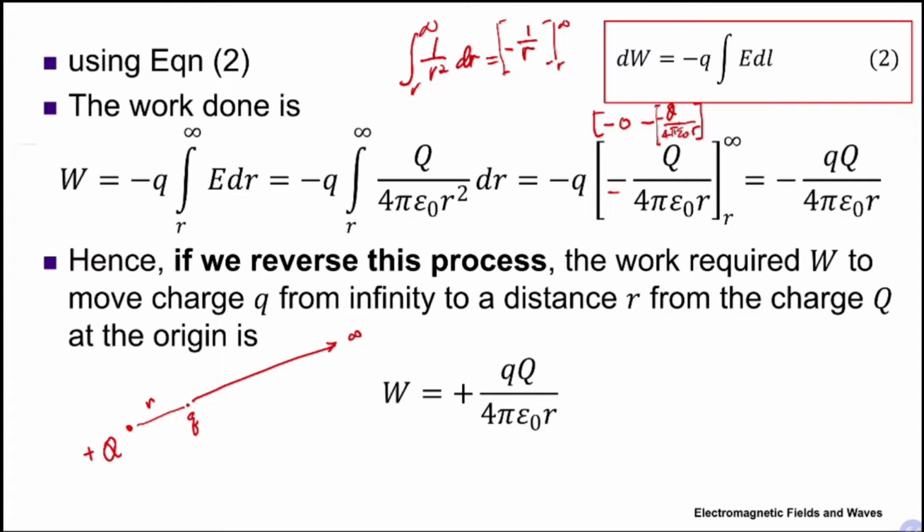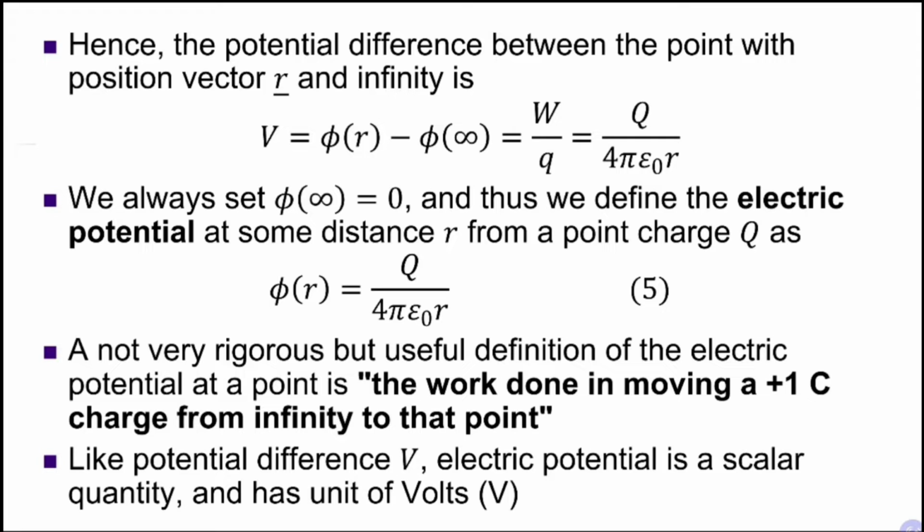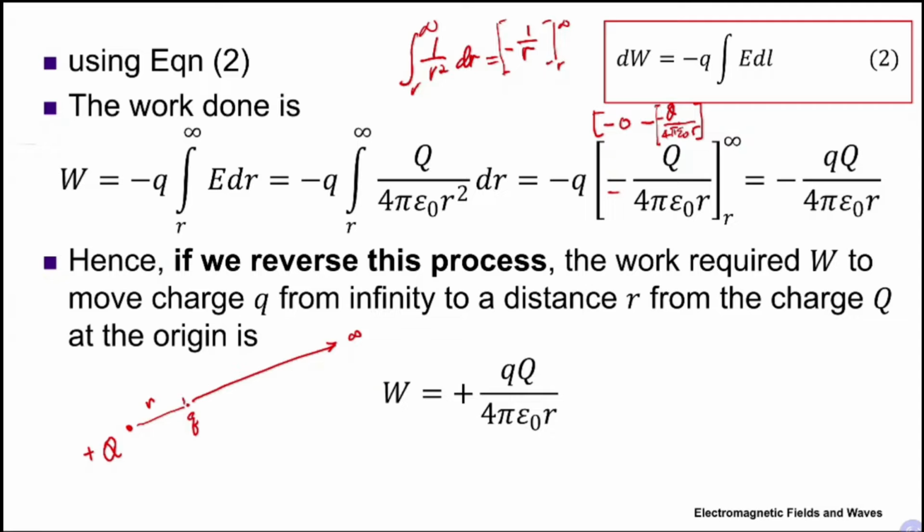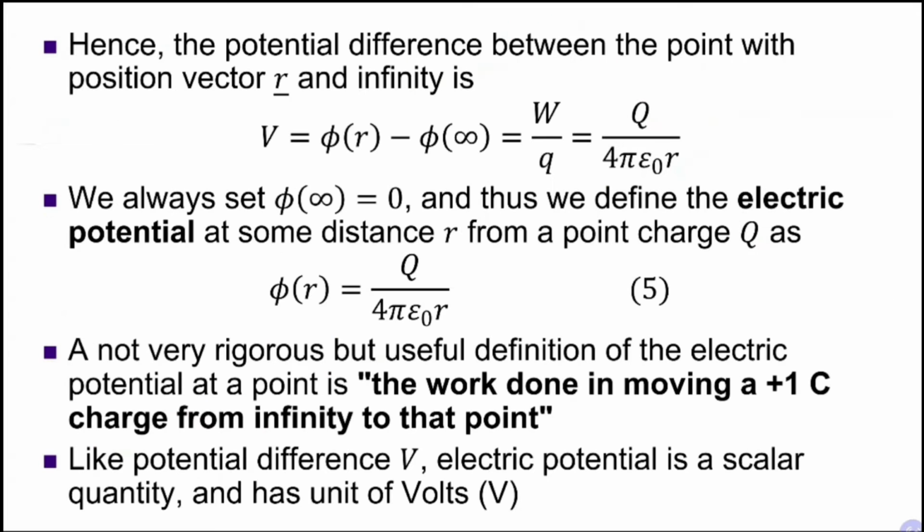And why do we calculate the work done? Because we want to calculate the potential difference between the point where the small q is, which is R distance from the origin, compared to infinity. So potential difference is the work done divided by q, and therefore the potential difference between this point and infinity is equal to Q over 4 pi epsilon naught R.